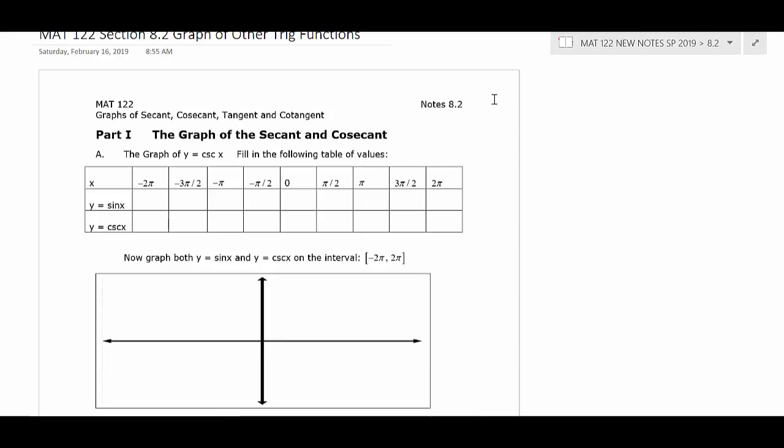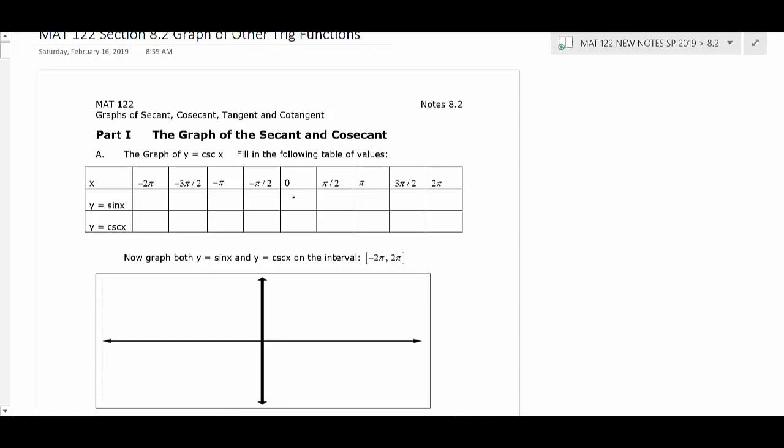The key to doing the graph of the secant and cosecant, which I'll do first, is to know very carefully how to graph the sine and cosine. So that's what it's all about. To begin with, we're going to fill in this table right here. You can refer to all of this from the unit circle.